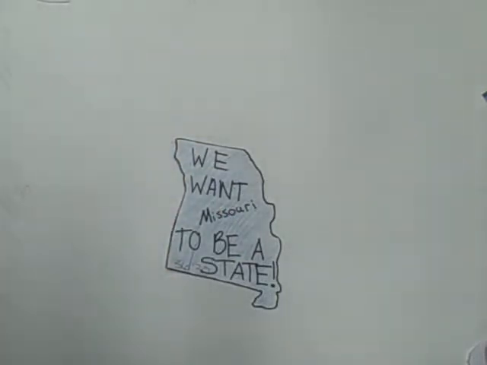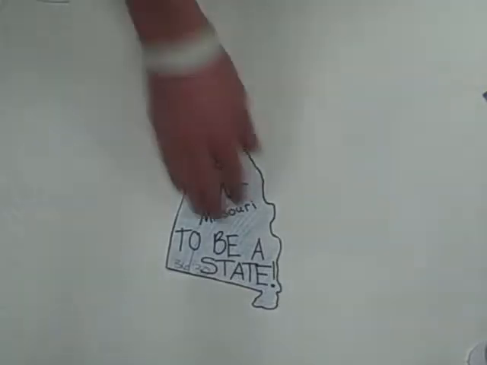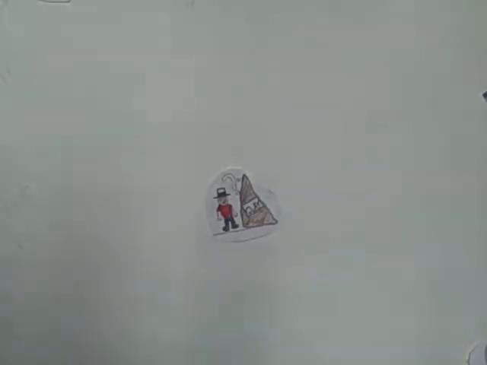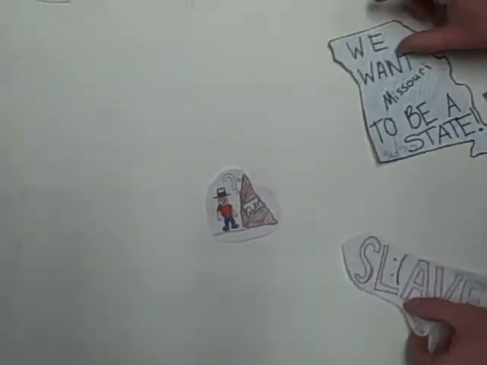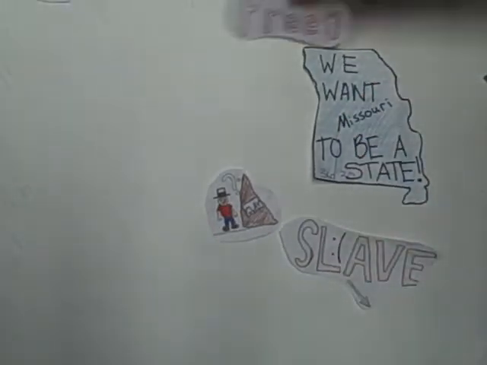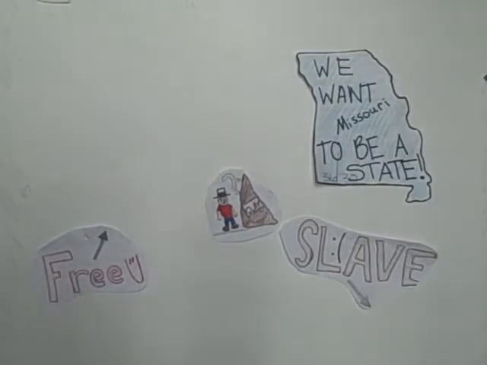To solve this dispute, Henry Clay of Kentucky crafted a compromise. This compromise stated that the United States would admit Missouri to the Union as a slave state and Maine as a free state. At that time, Maine was a part of Massachusetts. This compromise would maintain the balance of power between the free states and the slave states.